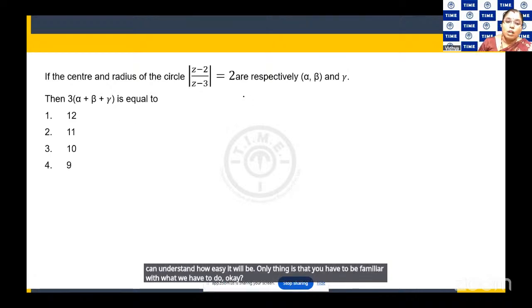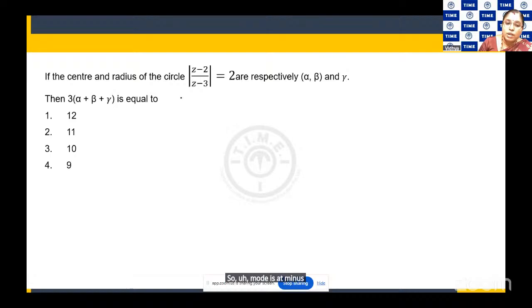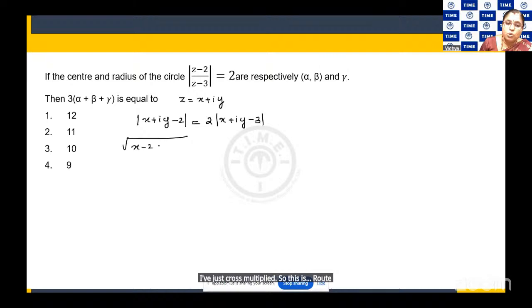Okay. So mod (z minus 2). As I had already explained, let's put z equal to x plus iy. What do we get? Modulus of (x plus iy minus 2) equal to 2 into modulus of (x plus iy minus 3). I've just cross multiplied. So this is root of (x minus 2) the whole square plus y square equal to 2 into root of (x minus 3) the whole square plus y square. Clear so far? Let's just cancel out the common factor and square both sides.